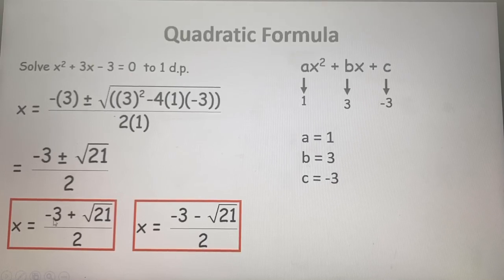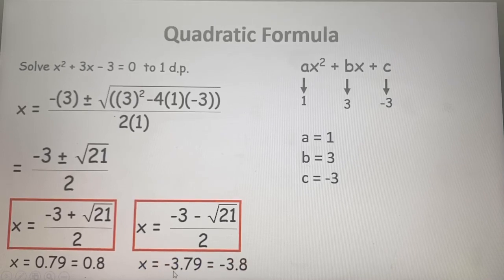If you don't have your fraction button, then just put brackets around this, or get the solution to minus 3 plus root 21, press equals, and then divide by 2. Okay, so you have to get the answer for the full top before you divide by 2. Okay, and the same for this one here. So our 2 solutions, x equals 0.79 to 1 decimal place, that's 0.8, and x equals minus 3.79, and to 1 decimal place that's minus 3.8.